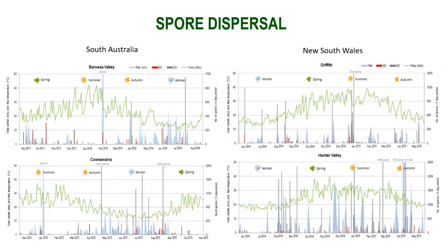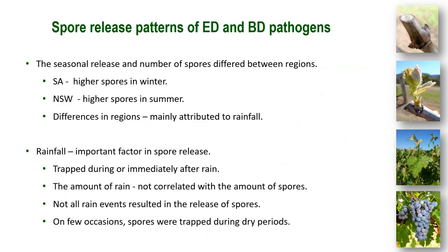In contrast, we found a high number of spores were trapped during summer in both Griffith as well as Hunter Valley, and fewer spores were trapped during winter for these 2 regions. So just to summarize these results, we found that the seasonal release and the number of spores differed between regions, wherein we trapped a high number of spores in winter in South Australia, whereas in New South Wales, we also trapped a high number of spores during summer.